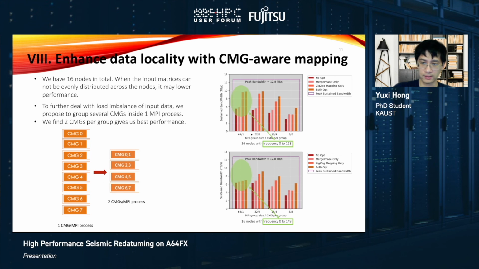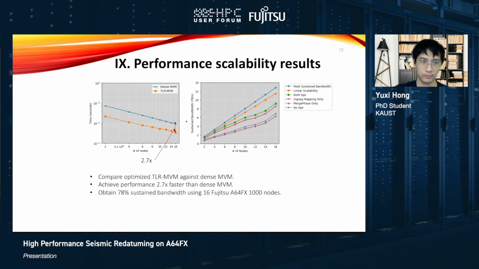So what we do is set up a dynamic scheme where you can configure the core memory groups per MPI process, for example, 2. We try 1, 2, 4, and 8, four types of configuration. And then we find that two core memory groups per MPI process give us the best performance.